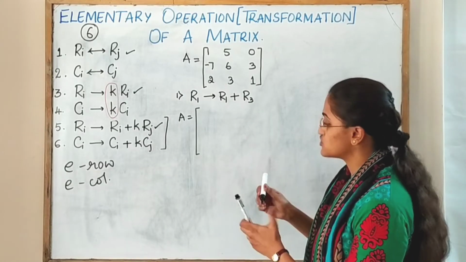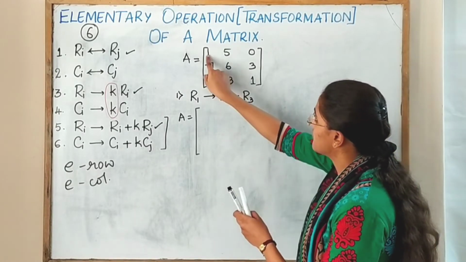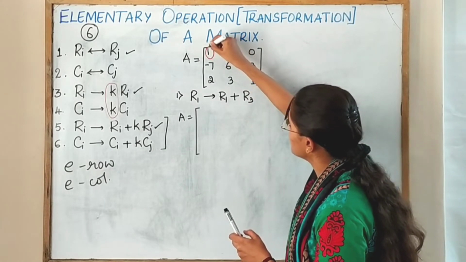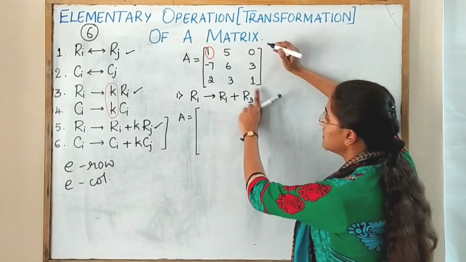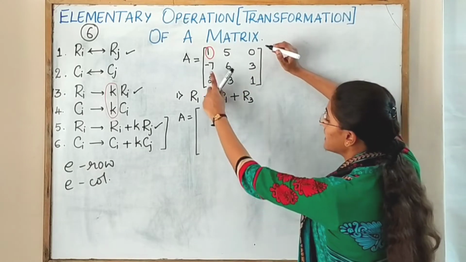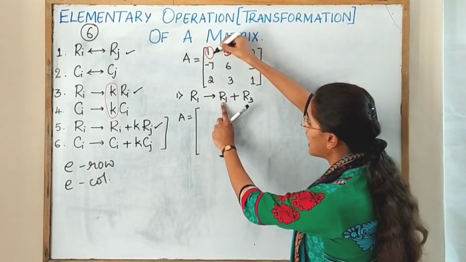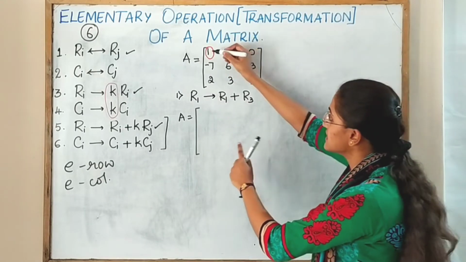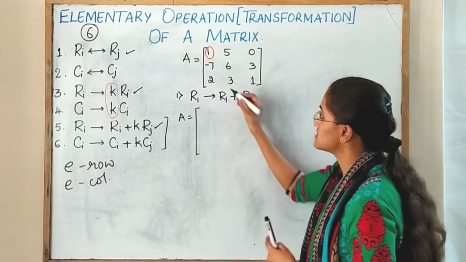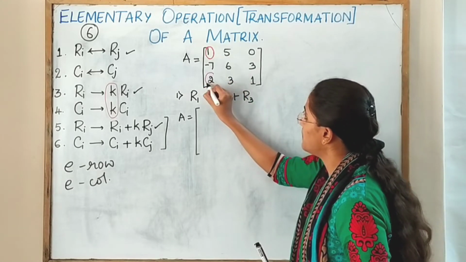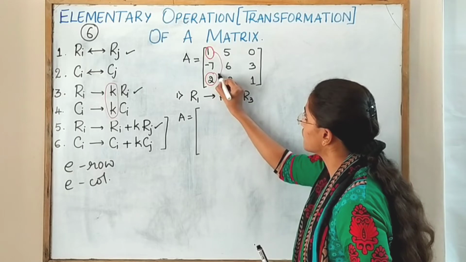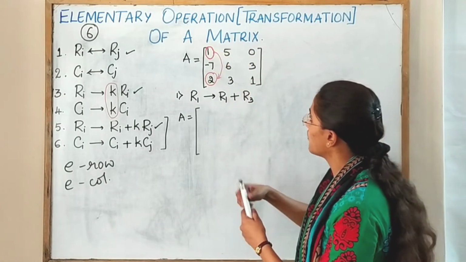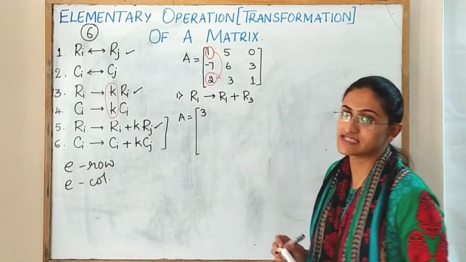And remember that when you're adding, take the first element of the first row. I'm taking the first element and I have the elementary transformation as I need to add every element of R1 with the corresponding elements of R3. And hence the first element of the new matrix would be 1 plus the corresponding element in R3, which is 2. Therefore, 1 plus 2, we get the new element as 3.